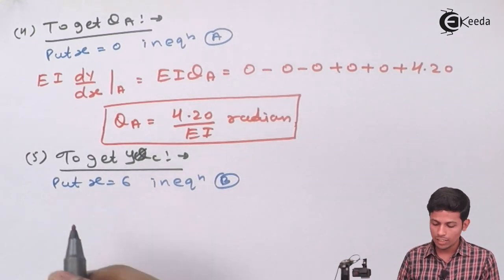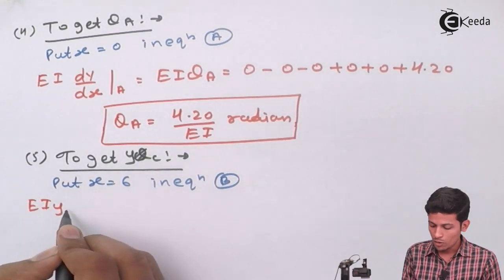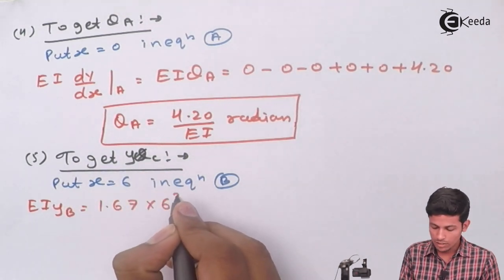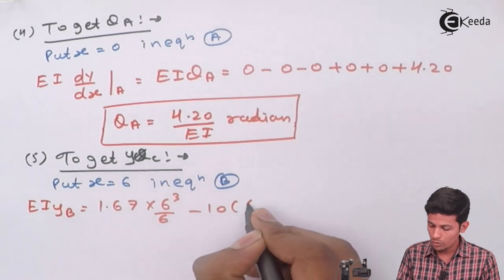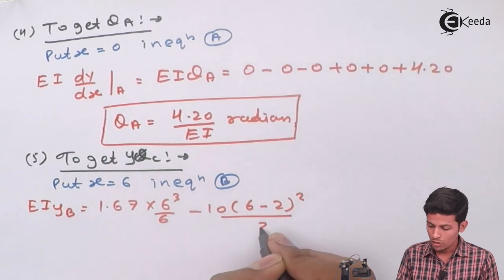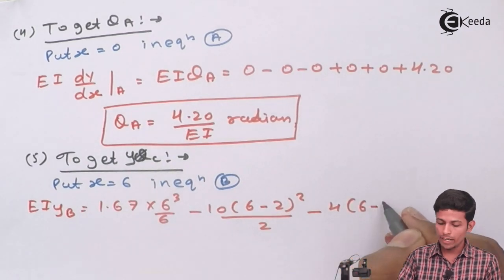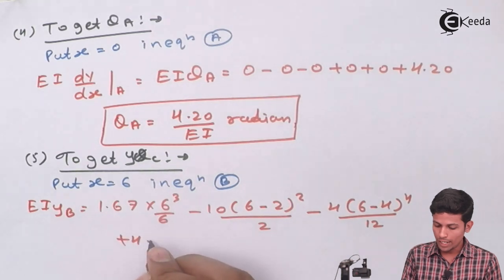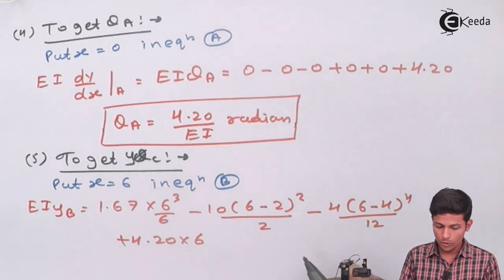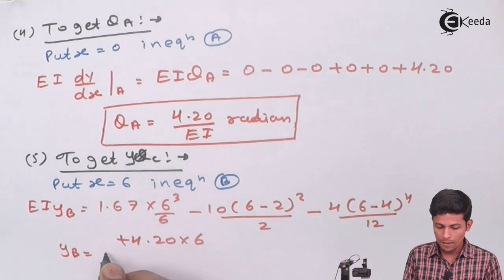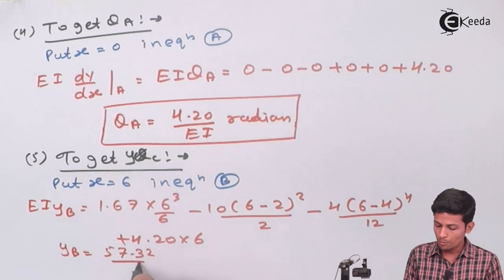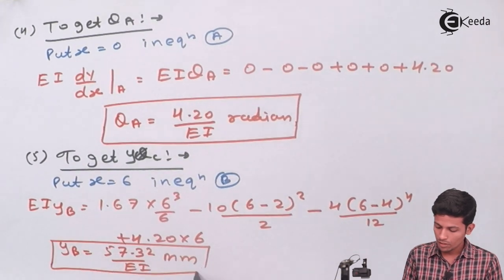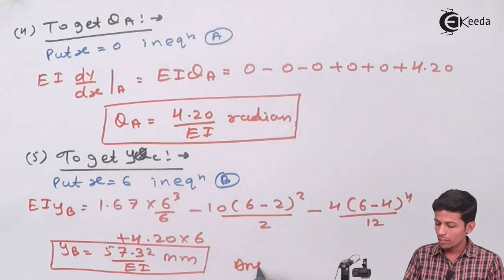As B is the general deflection equation, it will come EI y B is equal to 1.67 into 6 raised to 3 upon 6 minus 10 into 6 minus 2 raised to 2 upon 2 minus 4 into 6 minus 4 raised to 4 upon 12 plus 4.20 into 6. Now you get the value of YB will be 57.32 upon EI in mm. Now this is your final answer.